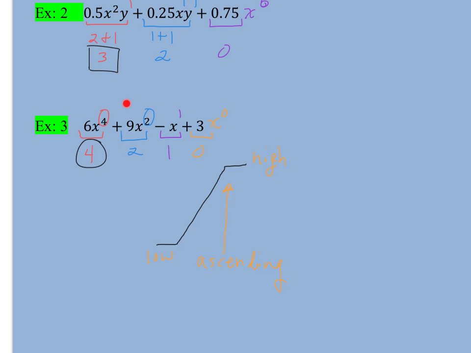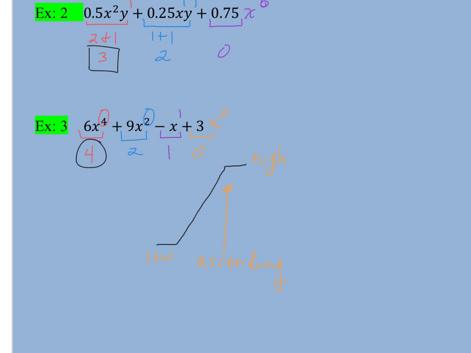So if we were going to put this polynomial in ascending order, we would have started with the 3 because it has the lowest degree. So we would have said 3, the next lowest degree is this one, minus x, the next lowest degree is this one, plus 9x squared, and then the highest degree is this term, 6x to the 4th.